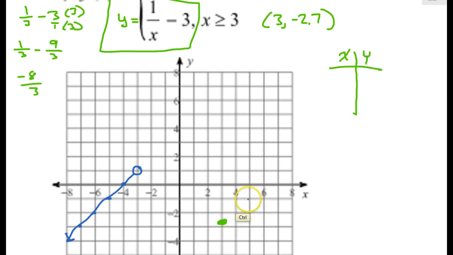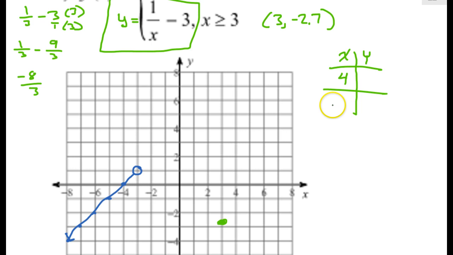Okay, let's just get 1 or 2 points. It has to be greater than or equal to negative 3. Well, we covered the equal to part. Did I say negative 3? Greater than or equal to 3? So let's go greater than 3. So for example, what about 4?